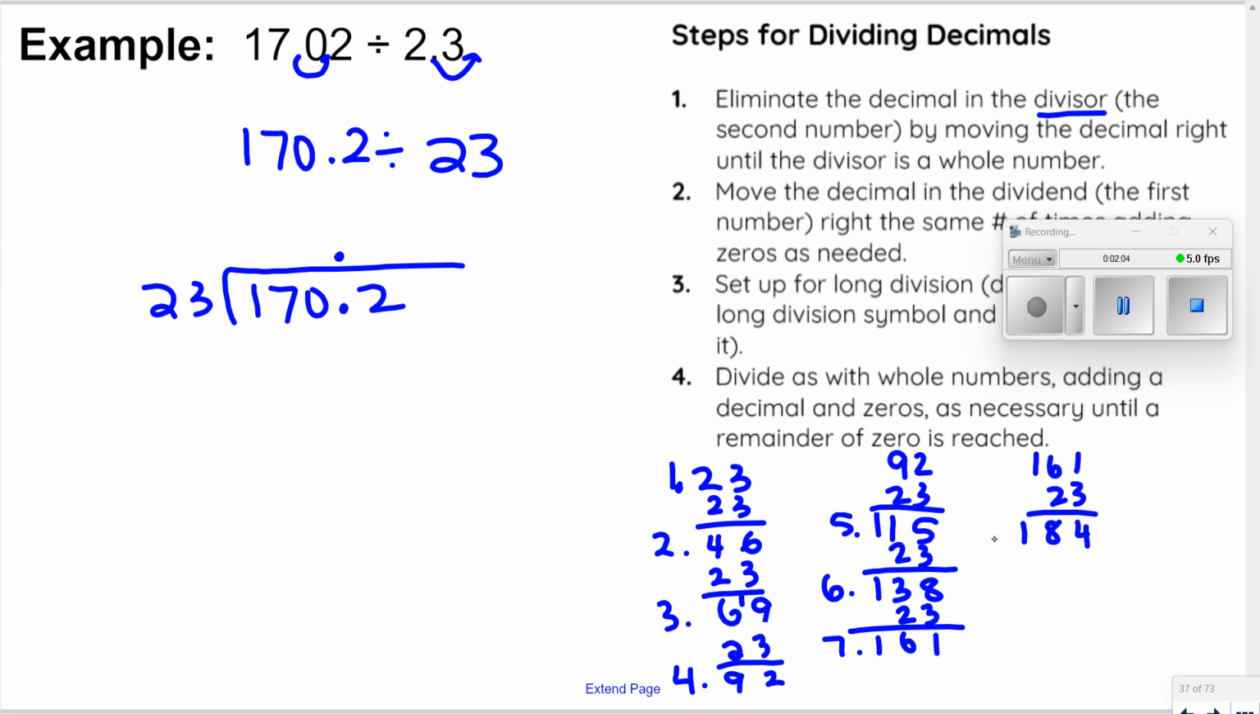4, 8, 1. This is the 8th. And then one more, 9. There won't be any more than 9. And that is the 9th one.